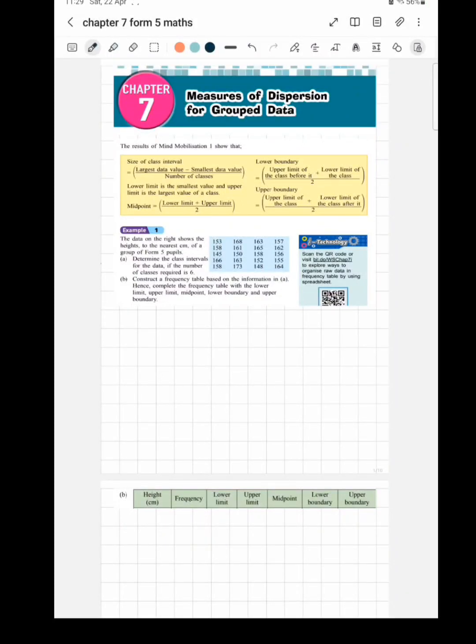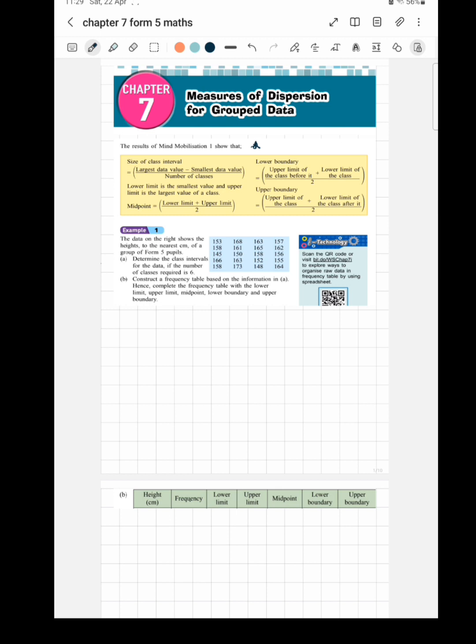Hi, my name is Aravindan and I'm going to be teaching you guys chapter 7 of Form 5 Mathematics, that is measures of dispersion of grouped data. As you can see here, these are some formulas that we'll be using throughout this chapter. So let's hop on to the first example.